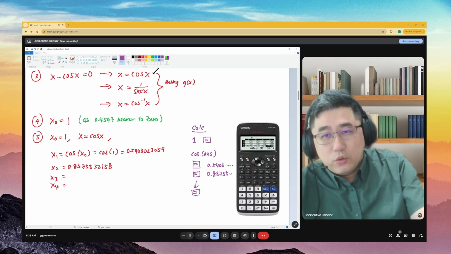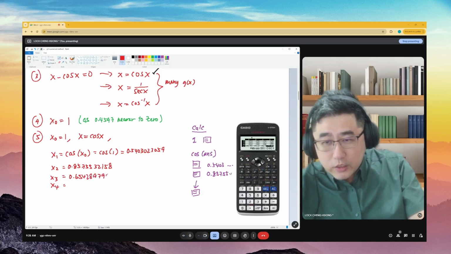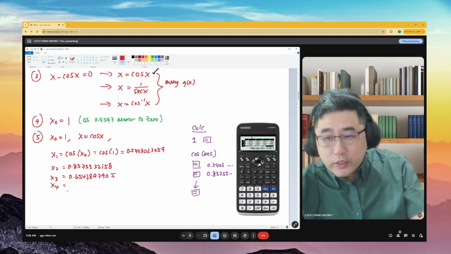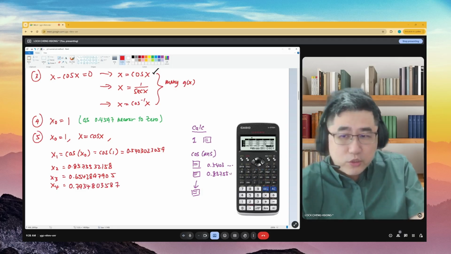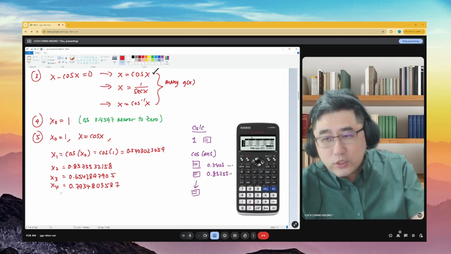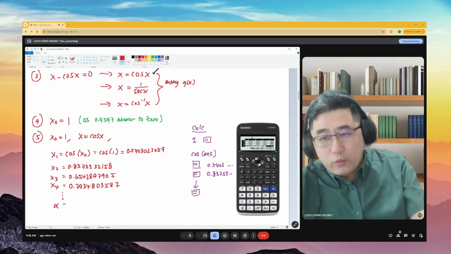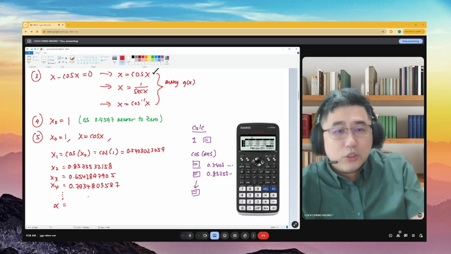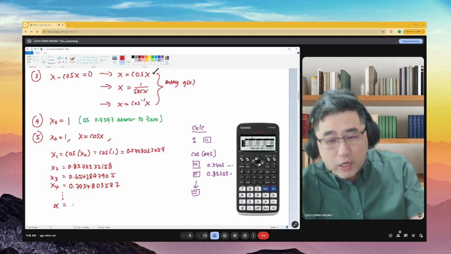So if you press equal for the third time, you have 0.654289790. If you press equal another time, you have 0.7934803587. Okay, when do we stop? For procedure wise, all you need to do is just keep pressing equal, and when the value stops changing, then you can conclude that that will be your answer alpha.